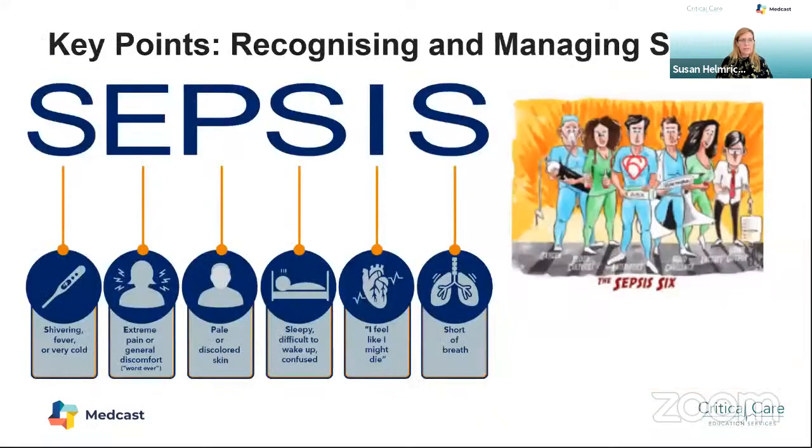So the key points from today. Remembering our qSOFA, or our HAT: hypotension, altered mental status, and tachypnoea, as our quick bedside tool for the recognition of sepsis. Remembering our Sepsis Six for our rapid response.